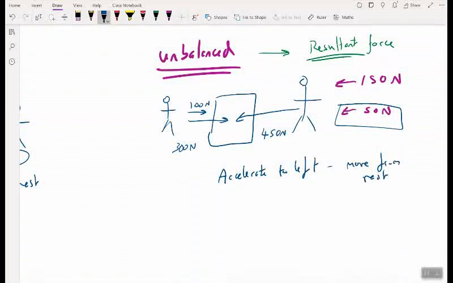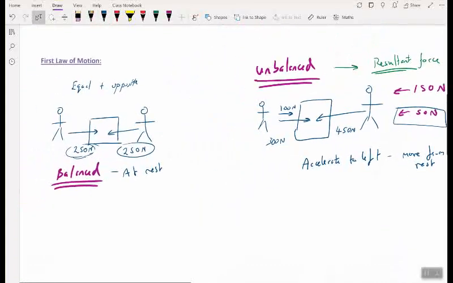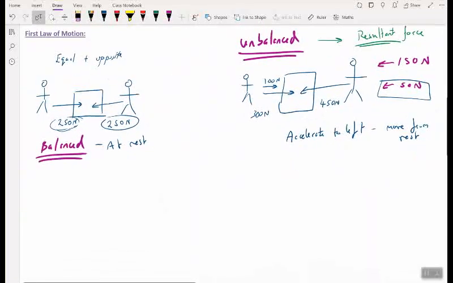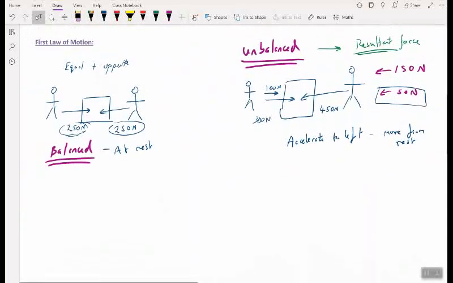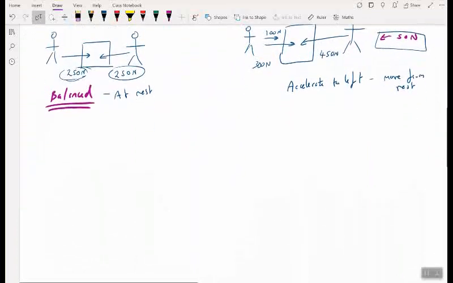So resultant forces cause objects that were at rest to move, to accelerate. Whereas if they're balanced, it will stay at rest. Okay, but it's not this simple. What are the situations that confuse people?